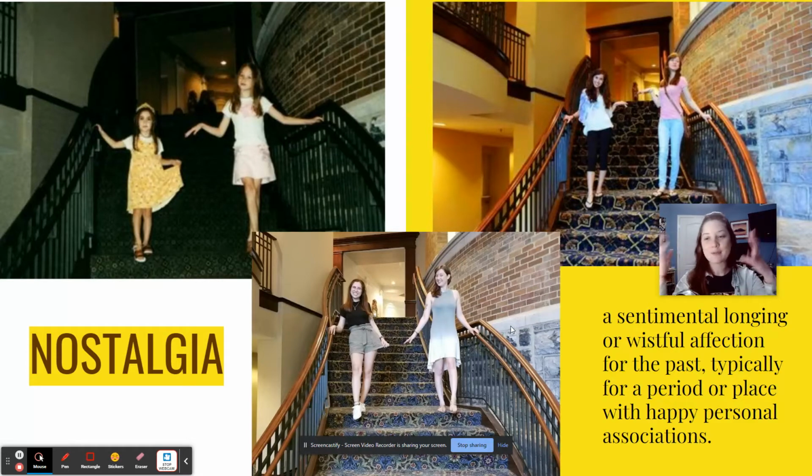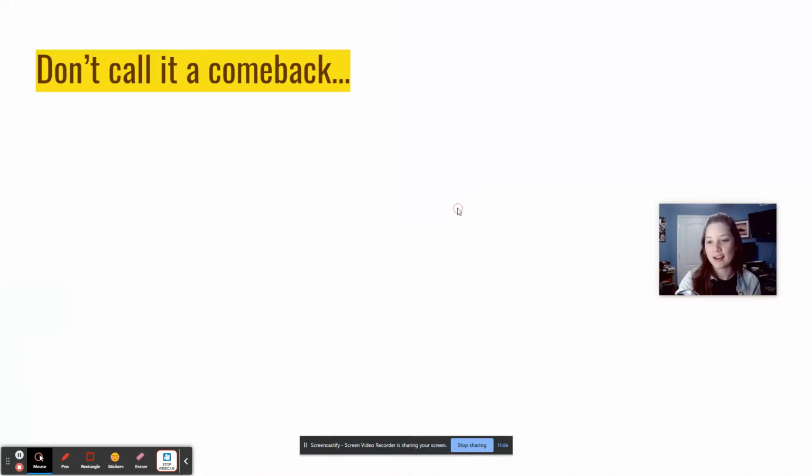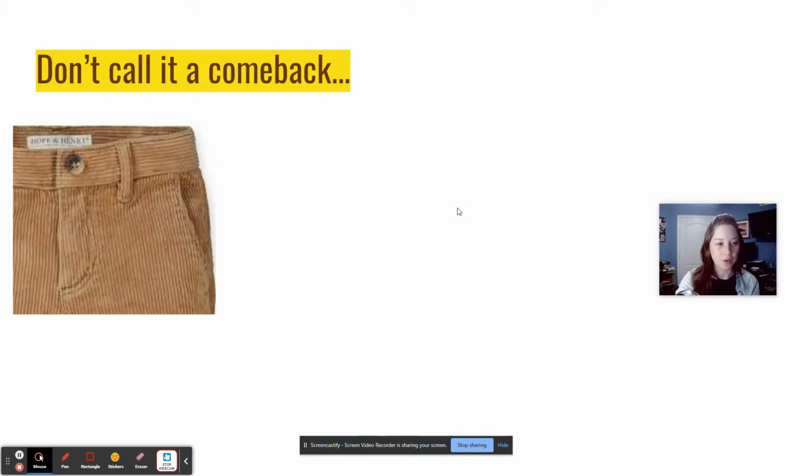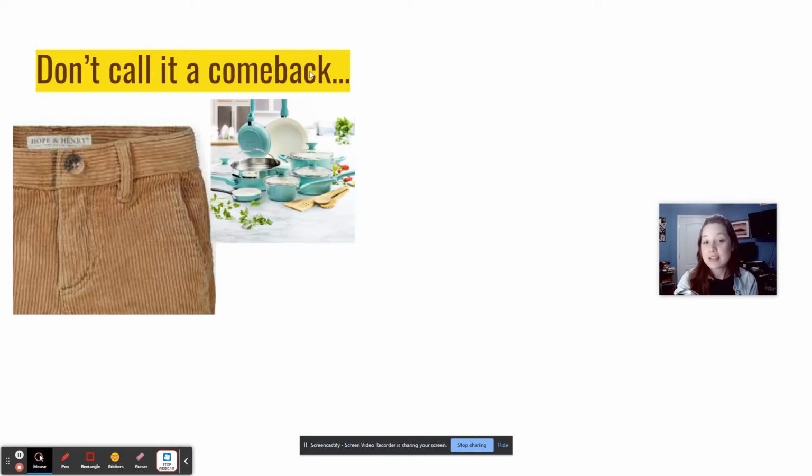It's very interesting to think about how things develop and grow. All right. Anyway, don't call it a comeback. All of these things are making a comeback, right? We got corduroy pants. I just bought some corduroy flare pants not that long ago. We got this color of dishes that's very much 1950s, and that's what my cookware looks like. I have this exact cookware set.